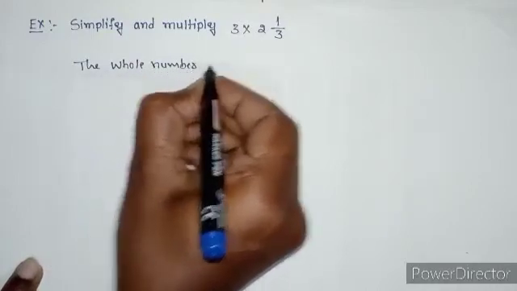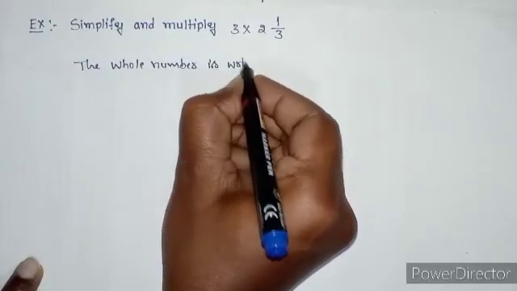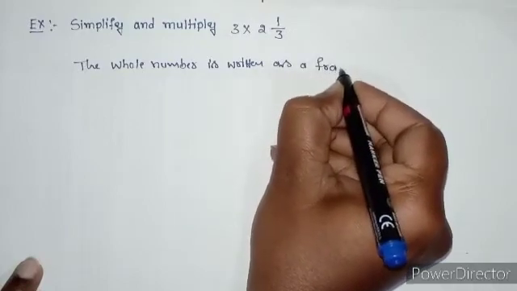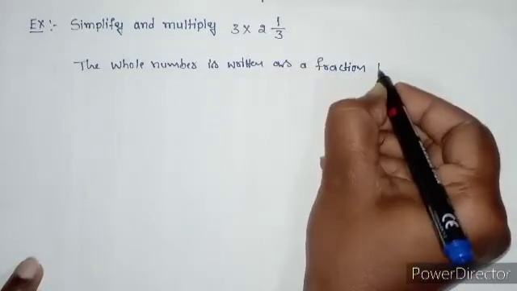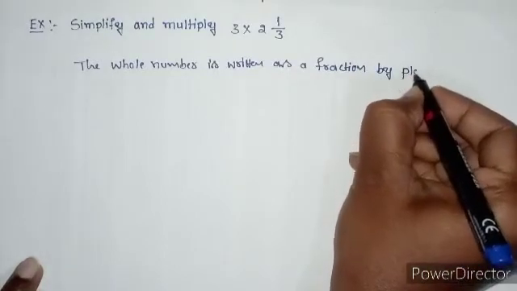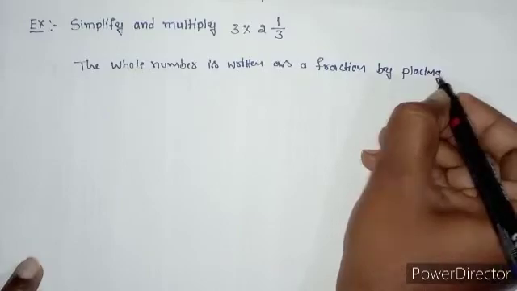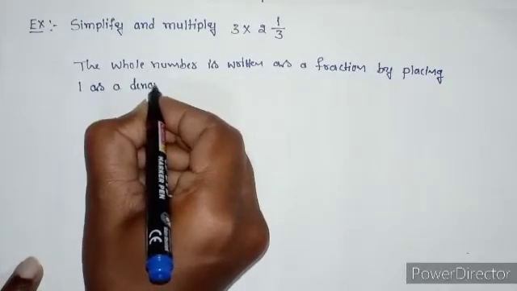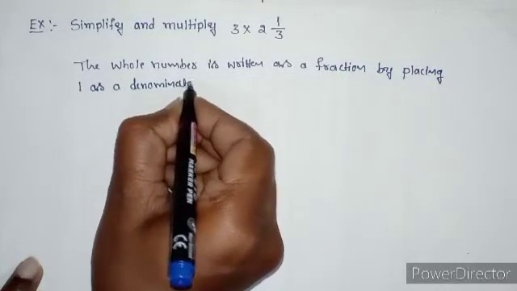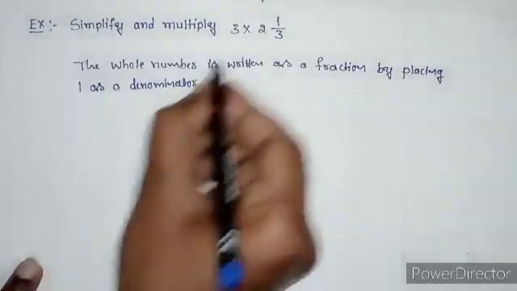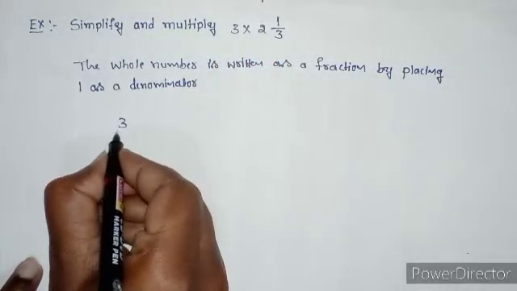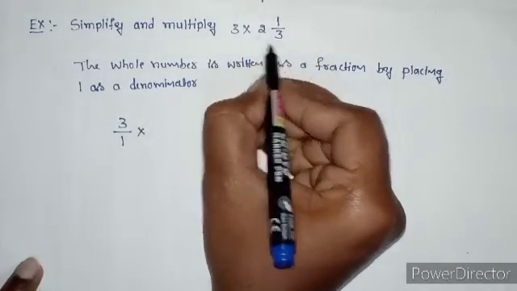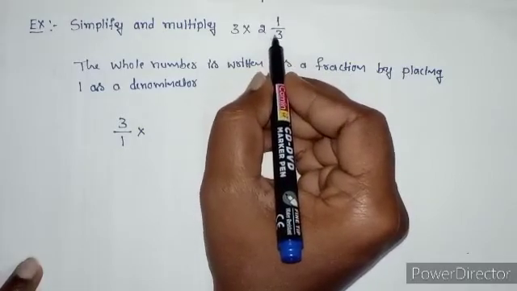The whole number is written as a fraction by placing 1 as a denominator. So all of you see here, this 3 over 1 into, now we need to change this mixed fraction into improper fraction.